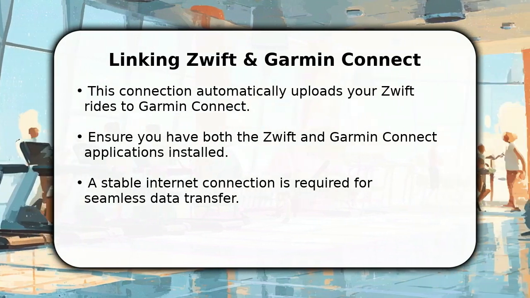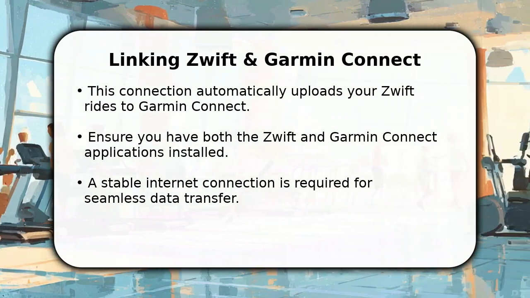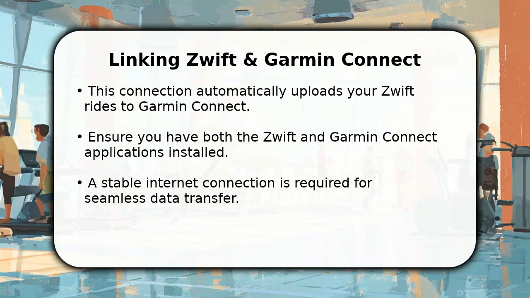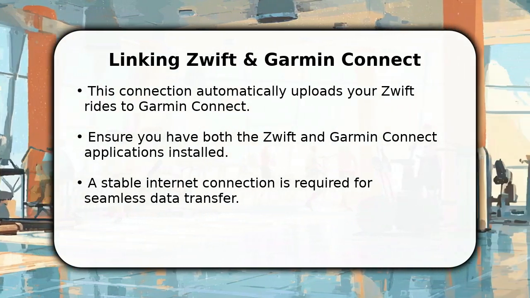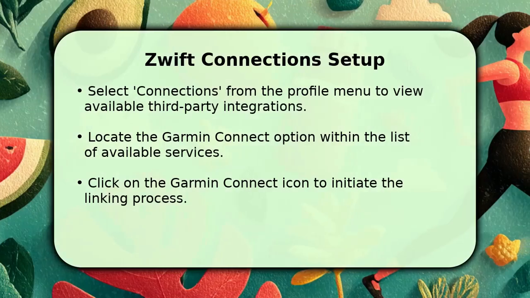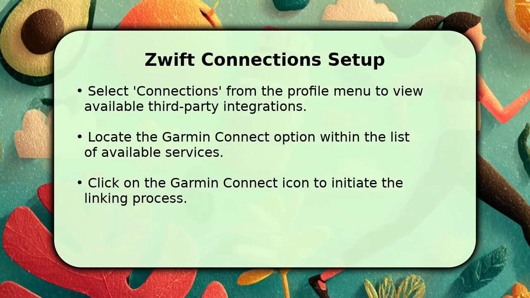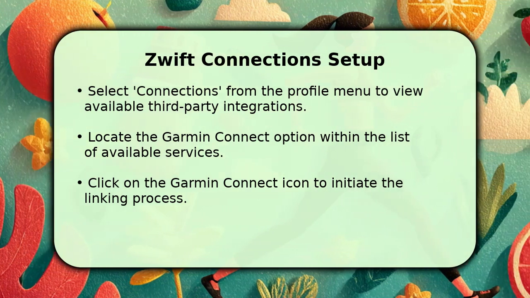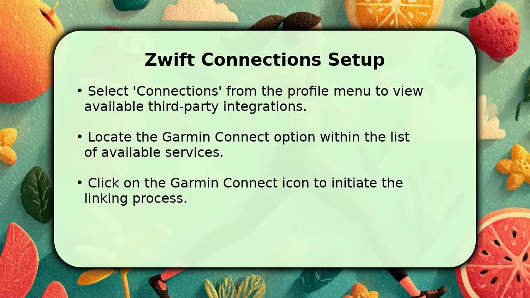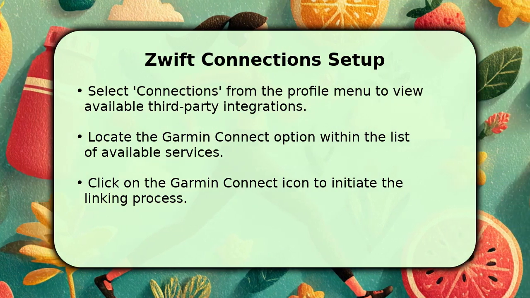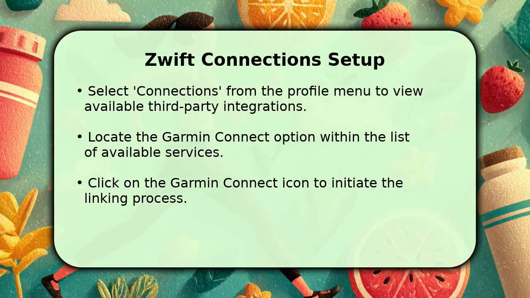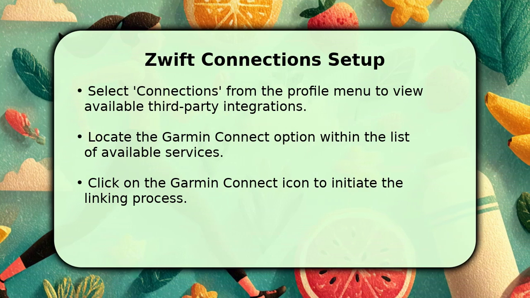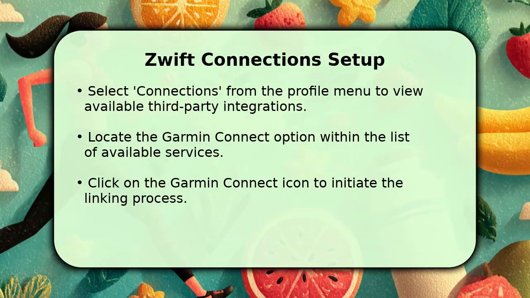This first step is vital for setting up a seamless data transfer, allowing all your future rides to sync automatically and accurately to Garmin. Once in your profile, locate and select the Connections option. Here, you will see a list of various fitness platforms that can link with Zwift. Find the Garmin Connect logo, which usually appears alongside other popular services. Click on this logo to begin the authorization process.